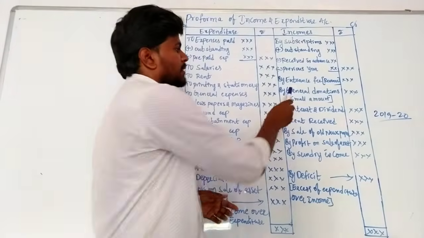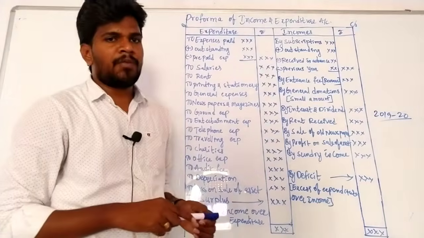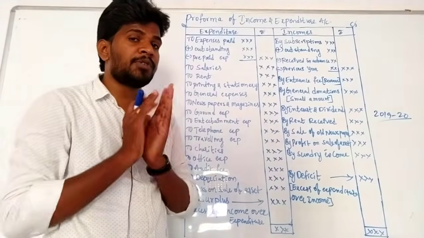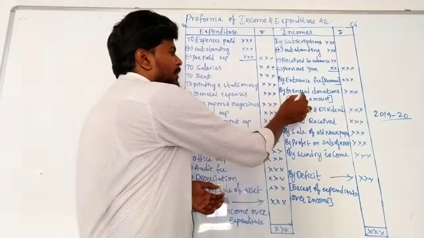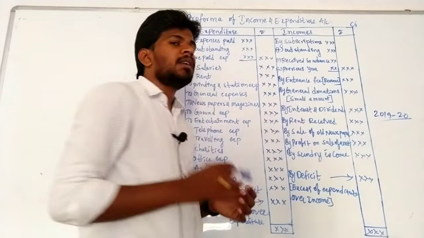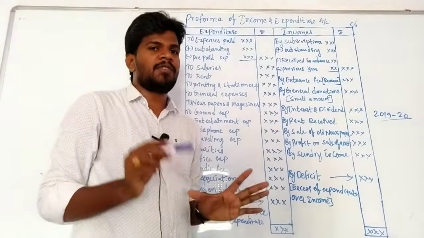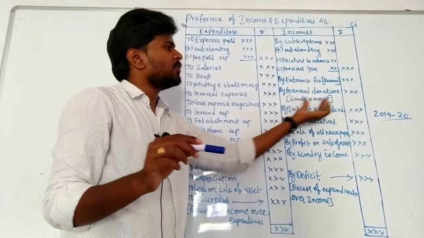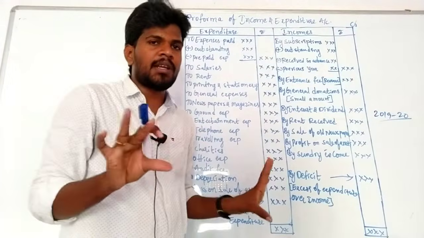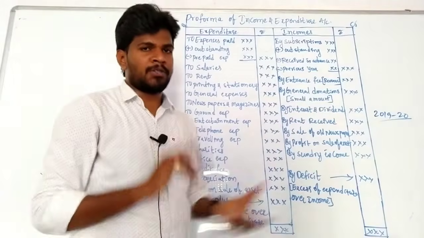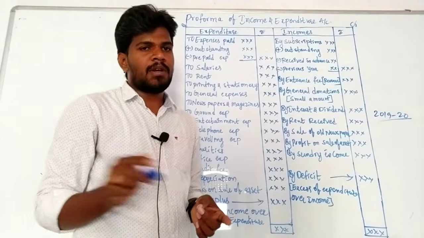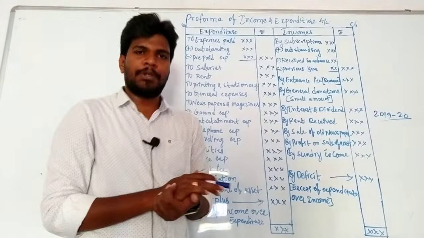Next, general donations. We have to take only general donations. We should not take any specific donations. Here, general donations also, we have to take only when a small amount is given. If the amount is small, then only we take it as income. Otherwise, we should not take it as income. Small amount means below 10,000 rupees. I already explained that in the introduction video.